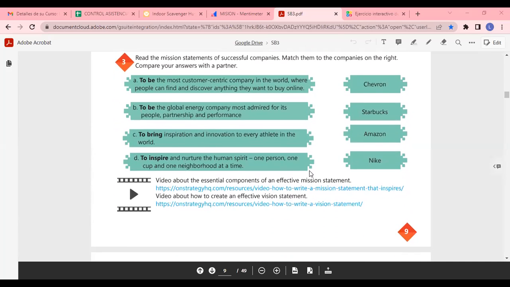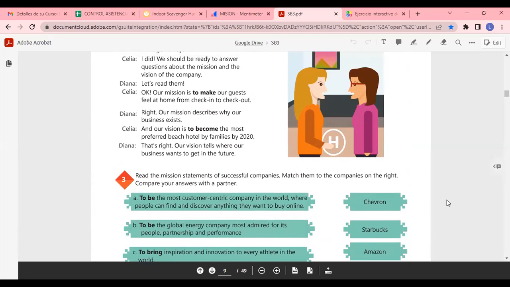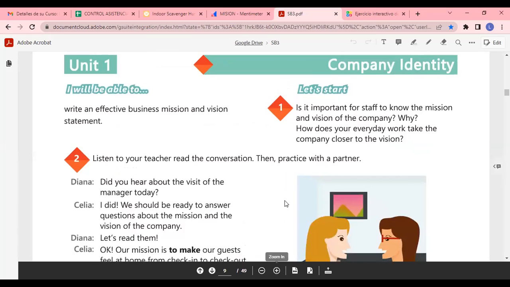And here in the manual, in page number 9, okay? Aquí como pueden ver en la página número 9 de nuestro manual, vamos a empezar aquí con like a conversation because it's in here at the beginning it says that everybody should know the mission and the vision, okay? Siempre es importante saber en la misión y la visión del lugar donde trabajamos.